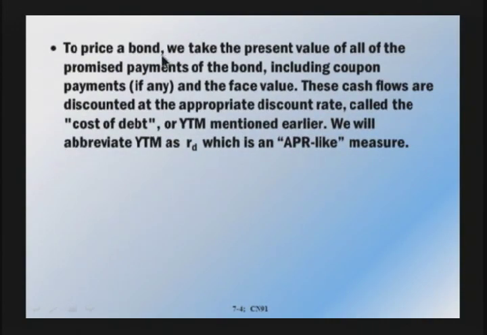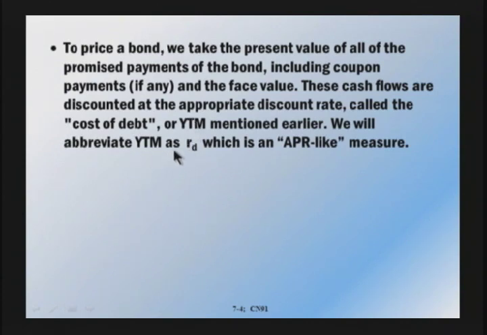To price a bond, we take the present value of all the future payments that we're supposed to receive. Just like any investment, the value is equal to the sum of the present values of the future cash flows that we expect to receive. We'll discount those cash flows at the appropriate discount rate, what we call the cost of debt or the yield to maturity on the bonds.